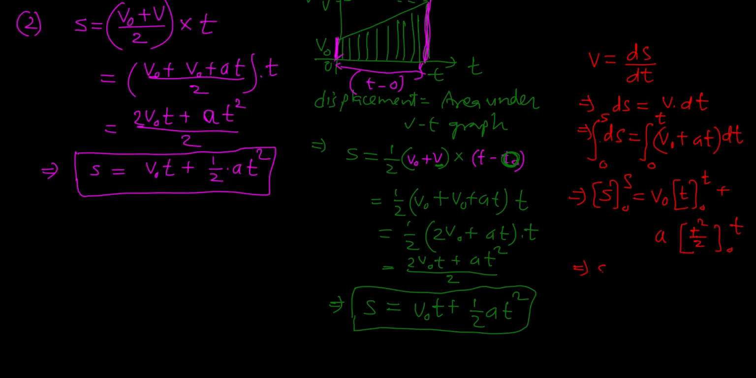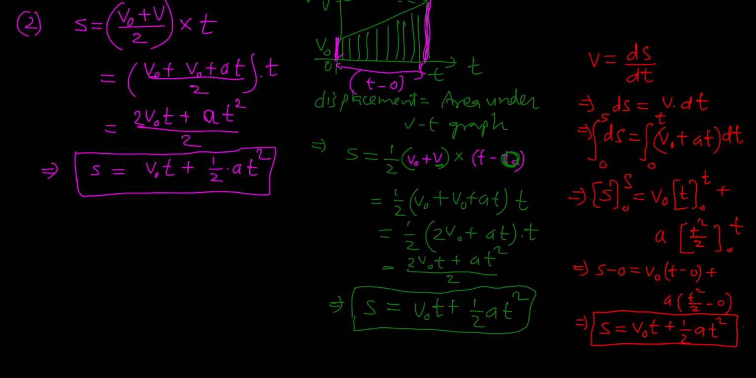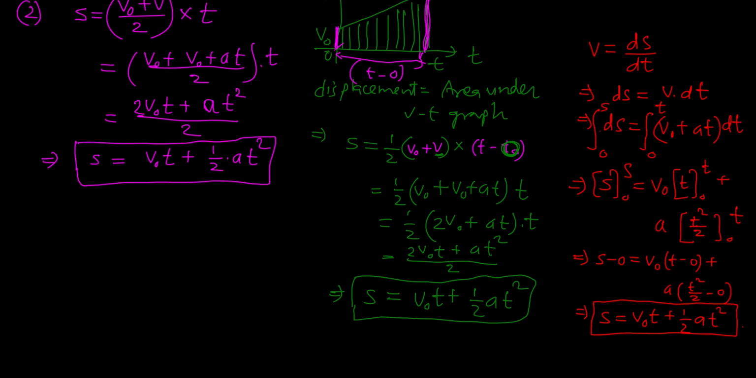So on the left hand side it is s minus 0, on the right hand side v naught times t minus 0, plus the second term will be a times t square by 2 minus 0. If you simplify this, you can simply write s is equal to v naught into t, plus the second term, half a t square. So again we got the same second equation of motion, but this time we have derived it using the concept of differentiation. Now finally we are coming to the third equation.